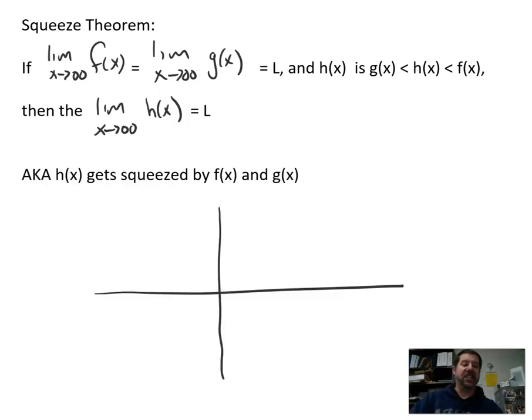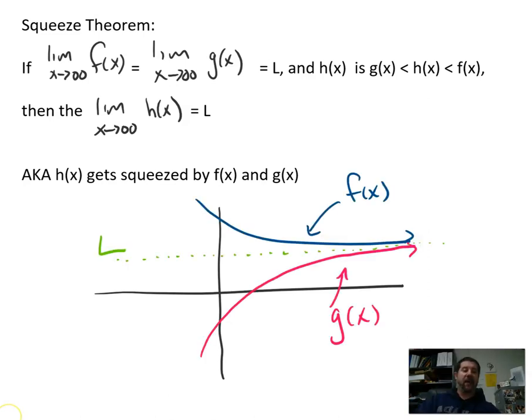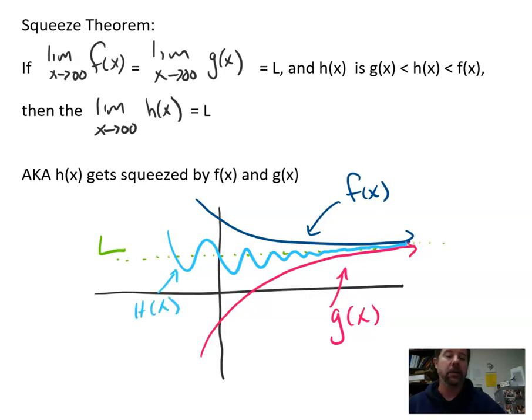Here's a quick sketch of that theorem and what's going on, so it makes a little bit more sense. If we have some function f of x up on top and some function g of x on the bottom, and as we go to infinity they're both approaching some value L, and I know that h of x is going to be in the middle between these two things. I don't know what h of x is doing in the middle here, but as we go to infinity, it's got to get squeezed together. And so h of x also would have to approach L. So this is what the squeeze theorem is saying and what it's trying to illustrate.